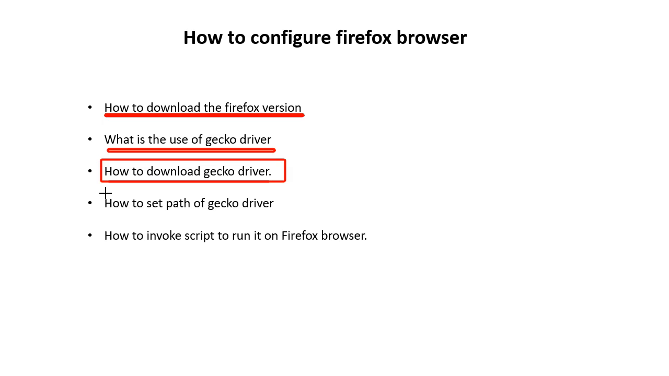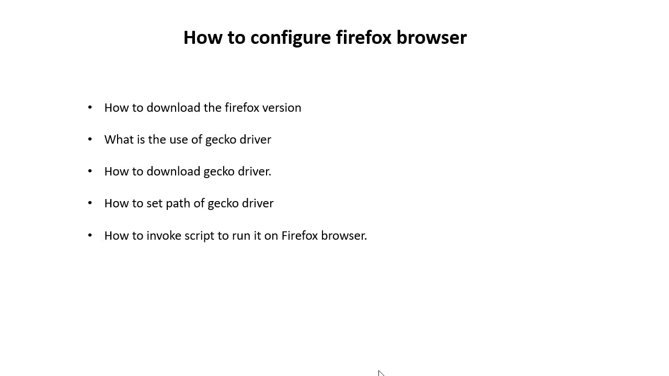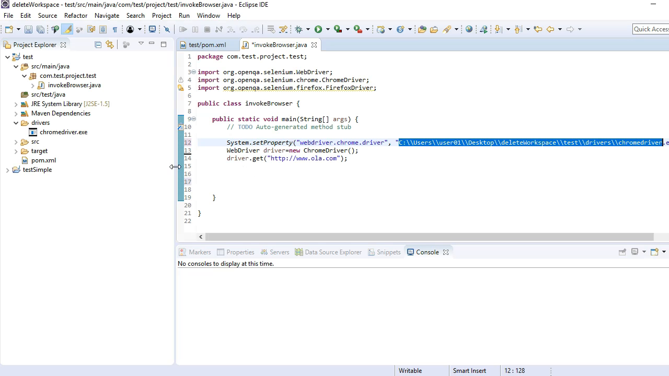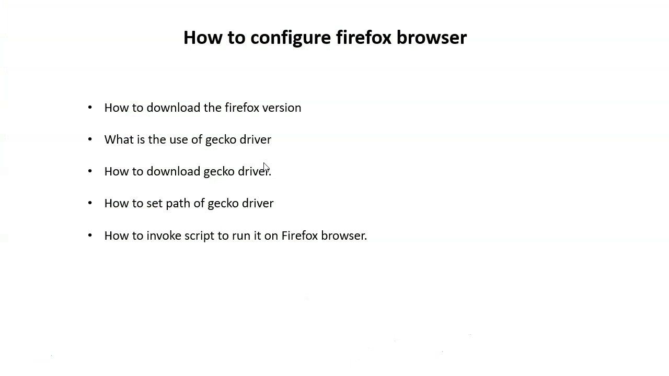After that we will see how to set the path of Gecko driver and how to invoke the script to run it on Firefox browser. These are all the things we will see in our current session, so let's move on to the actual script. Let me open my Eclipse. The first thing we need to see is how to download the Firefox version.